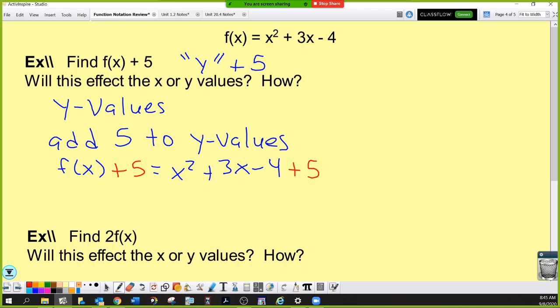See, no parentheses is required for these x's because you're not doing anything with the x's. You're not touching the x's. What you're doing is adding to the y's. And your job is to think of all of this as your y values. You're adding 5 to them on the left, so you're going to add 5 to them on the right. x squared plus 3x, and then the negative 4 plus 5 becomes plus 1. There. New equation. That would be a new graph.